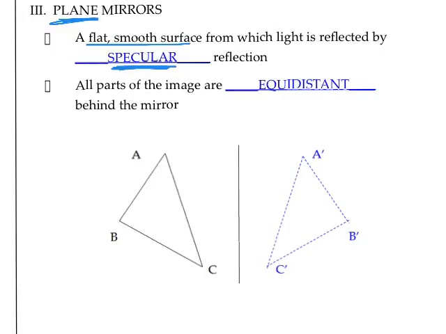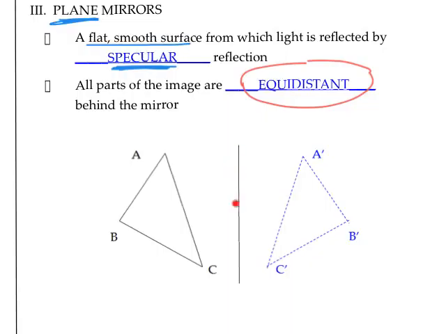And for the plane mirror, all parts of our image are equidistant behind the mirror. This is a really important word that you're going to see come up. So, equidistant. On the previous slide, I mentioned that when you look into a mirror when you're getting ready in the mornings, if there is some space between you and the actual mirror, you see that distance in the reflection as well. So we get that depth perception for a plane or a flat mirror.